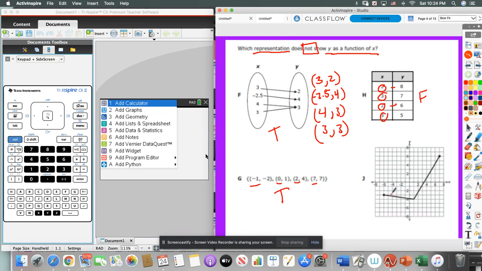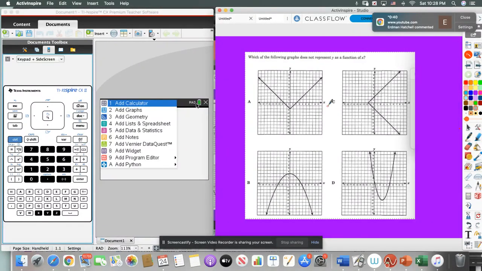That's a function. This last one is what we call the vertical line test. And we're going to draw as many vertical lines as we can through this graph. If it only ever touches the graph one time, that means true, this is a function. So this is true, true, true, and this one is false.